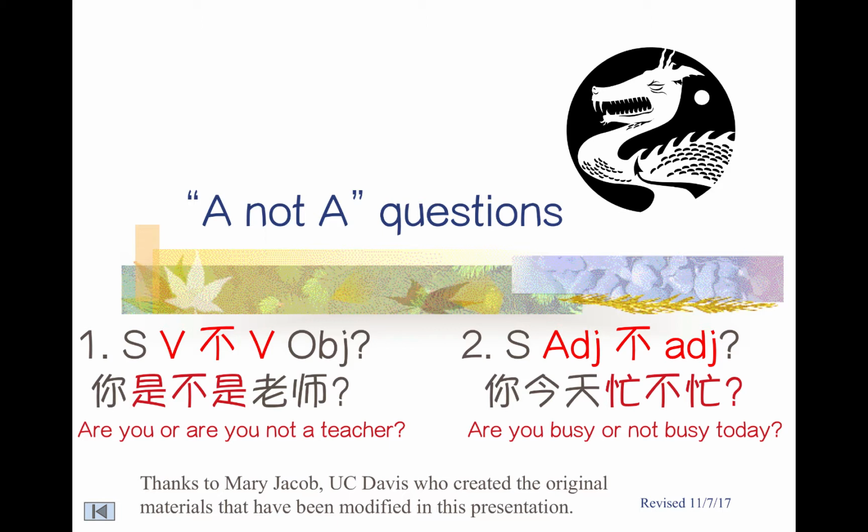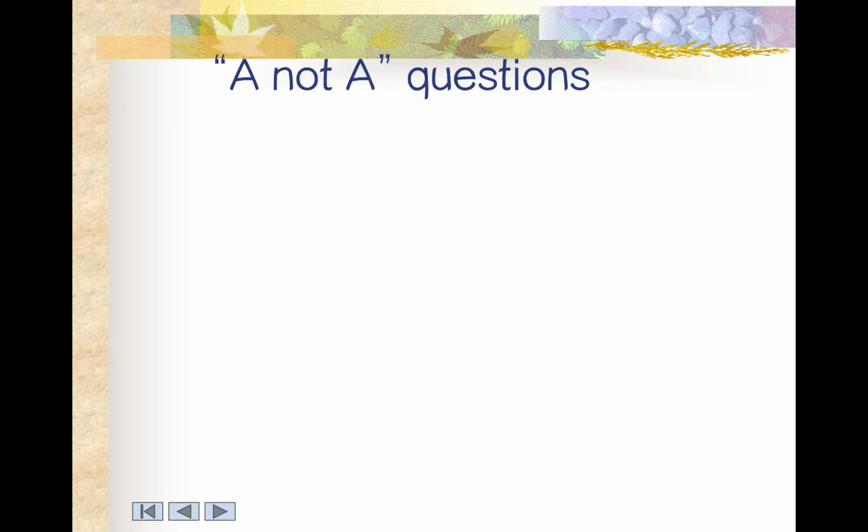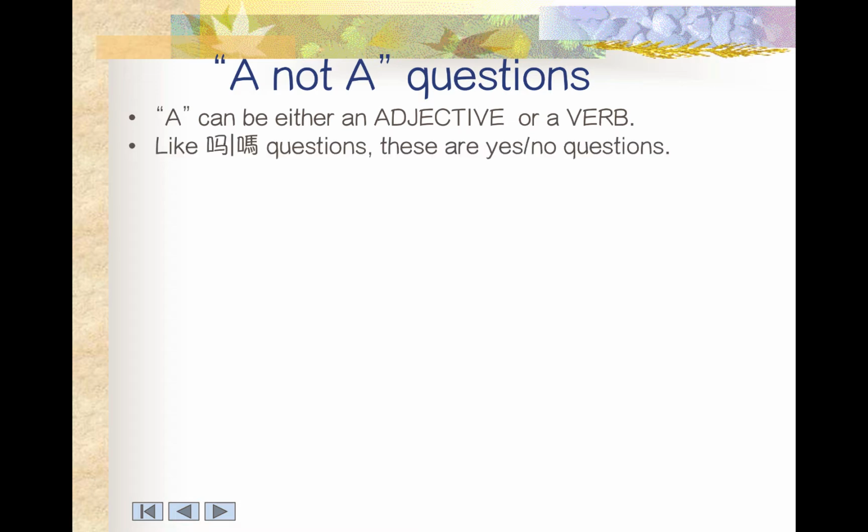今天, today, is just a time word. It always has to go before the verb or the adjective. In this case, 你今天忙不忙 is a good example of how Chinese does not use a verb with the adjective. Some things to keep in mind about AnotA questions. First, as we saw in the previous slide, A can be either an adjective or a verb. Like ma questions, these are yes-no questions, so the answer is either yes I do or no I don't.